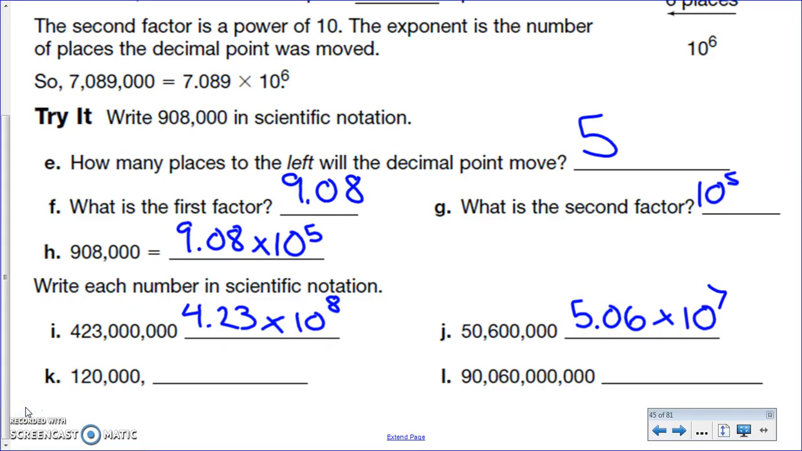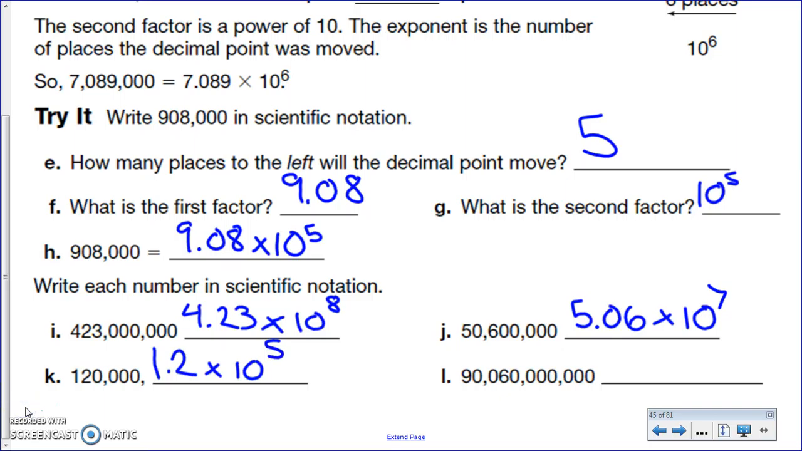For K, we know our first factor is going to be 1.2, times 10 to the 5th in this case, because we had to bring the decimal from the end of the number to right behind the 1. So we get 1.2 times 10 to the 5th.